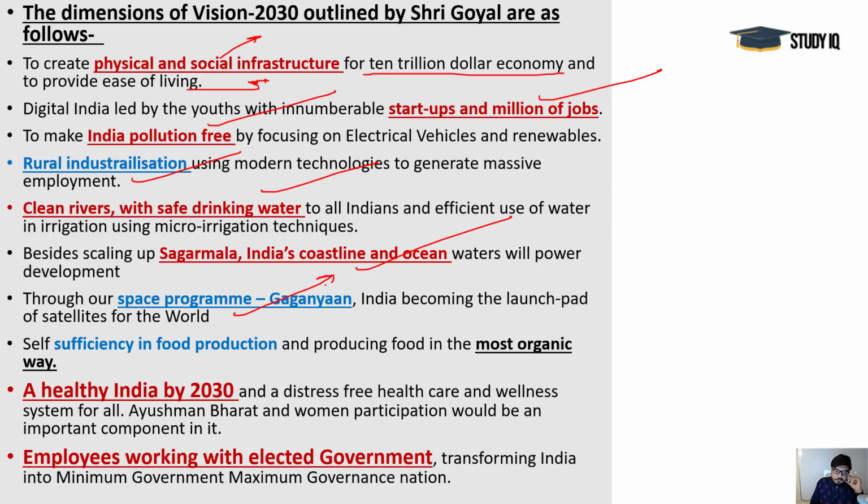Next is regarding the space program, where we have achieved a lot, and sufficiency in food production and mainly organic production. That is the goal. Next, healthy India by 2030, for all the NCDs and communicable diseases. It is going to be the goal. Next, employees working with the elected government. That is the last vision, that all the employees work in collaboration with the elected governments. There should not be any protests, hartals or something like that. So that's why India is going to take big strides in the development scenario. So India is going to be a superpower within 10 to 20 years.